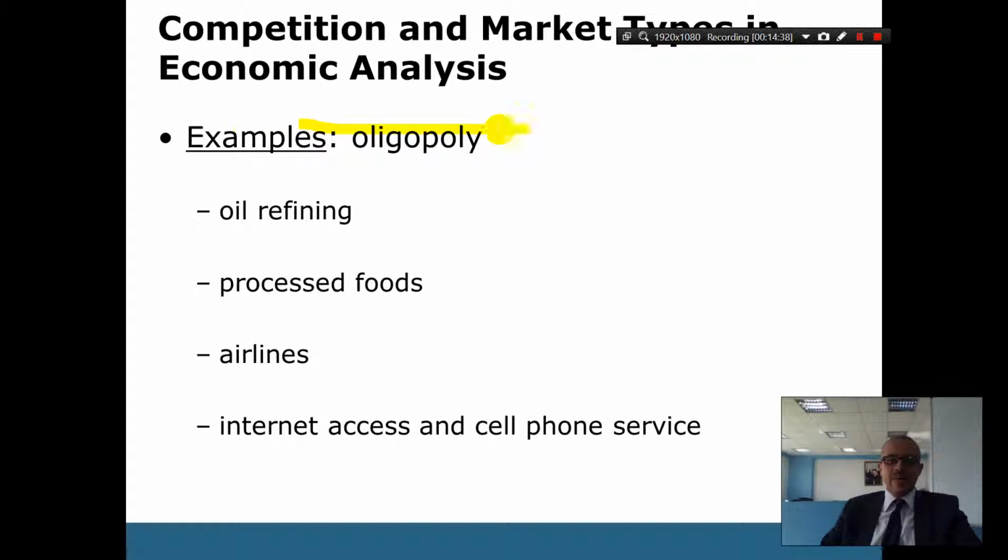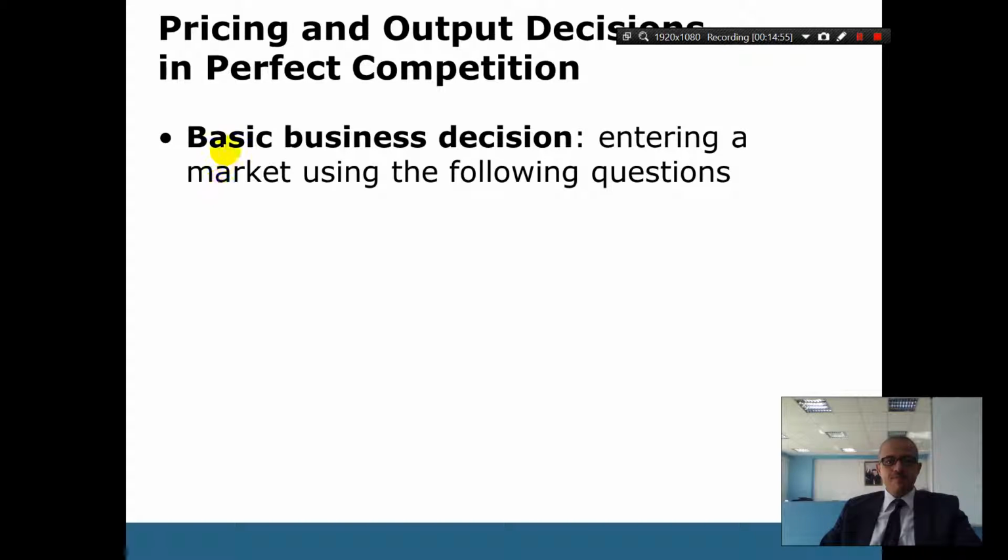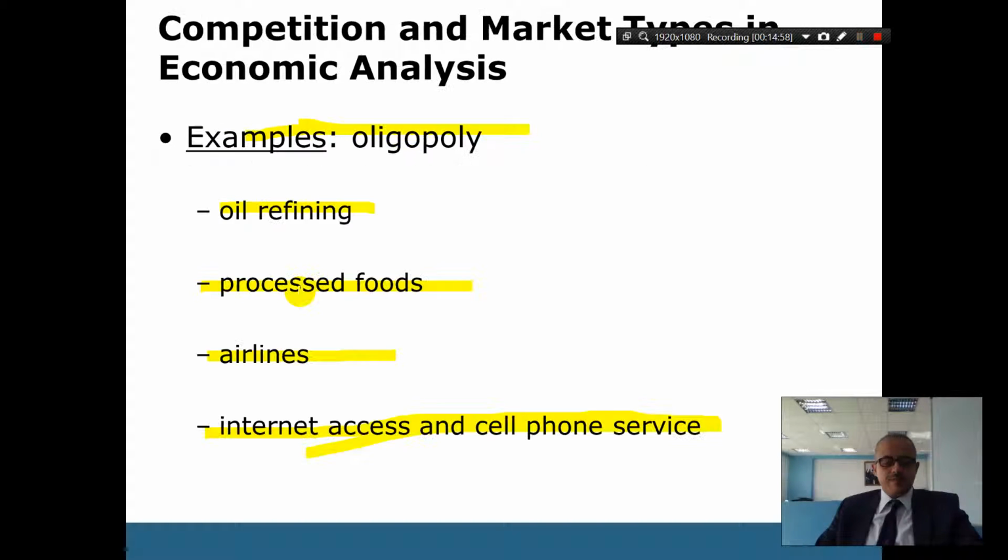Next, we've got here oligopoly. Examples will be oil refinery, processed food, airlines. They're more like an oligopoly. Internet access and cell phone services. Processed food is an oligopoly. If you have, for example, how many companies here in Yemen sell dairy products? Talking about like 3 or 4. These people, they are few. They can. So they're almost like an oligopoly.